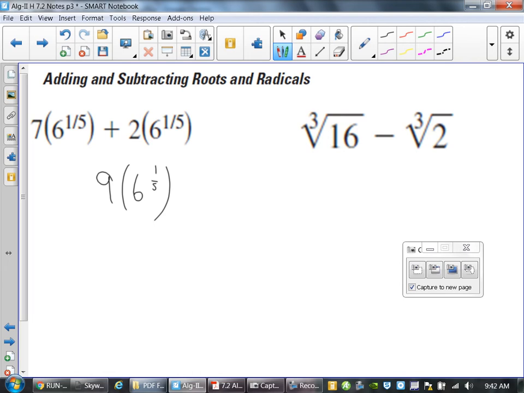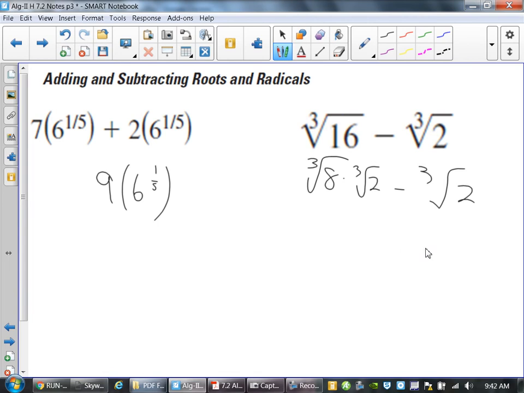All right. So the other one here we have to get to the same radical. What is the perfect cube root that's hiding within 16? 8. You're looking for a cube. So remember, you can rewrite these as the cube root of 8 times the cube root of 2 minus the cube root of 2. What's the cube root of 8? 2.